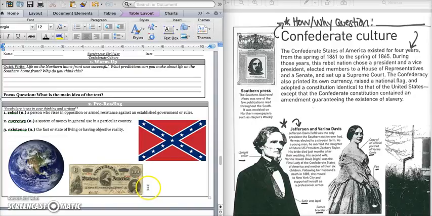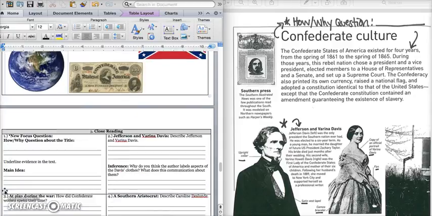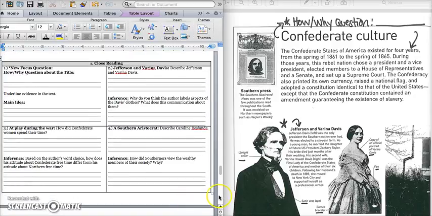Down here, we have a picture of some Confederate currency. And lastly, we have existence, the fact or state of living or having objective reality. And I chose a picture of the world because it is the only planet that we know of that has life on it. Turn in your notes to the 3rd section and we will get started reading.